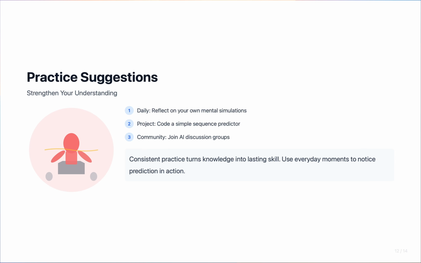Third, join a community. Platforms like Reddit's r/MachineLearning or Discord groups let you exchange ideas with others. Teaching what you've learned is another great method. Explain world models to a friend or post a summary online. The more you engage, the deeper your understanding becomes. Learning isn't just about consuming content. It's about doing, sharing, and reflecting.